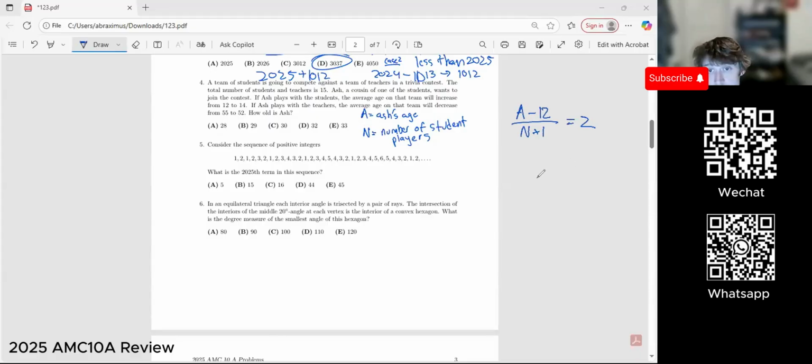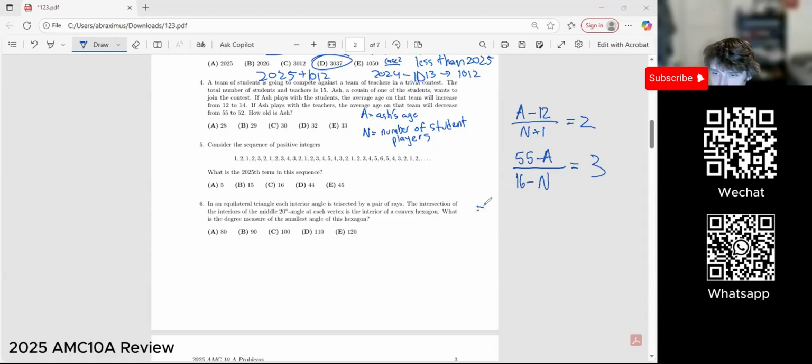And if Ash plays with the teachers, the average age on that team will decrease from 55 to 52. So Ash's contribution to the teacher team, so that's going to be 16, because including Ash, there's 16 people, but we're subtracting the students. That is going to be equal to 3, but -3, which is why I swapped it.